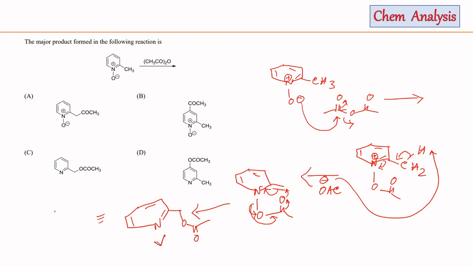If we draw it in a clear way, that is, it will be OAc, OCOMe. Therefore we can see that option number C is the correct answer of this reaction. This will be the major product. Is it okay?